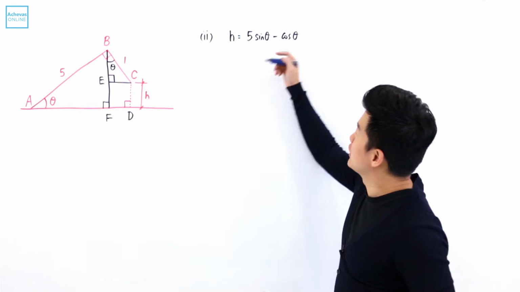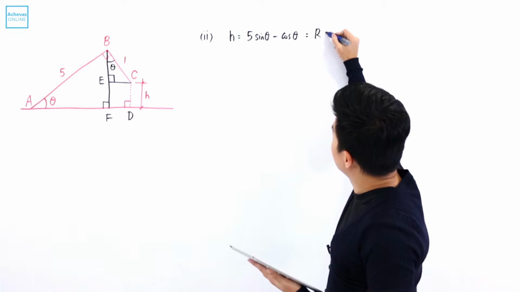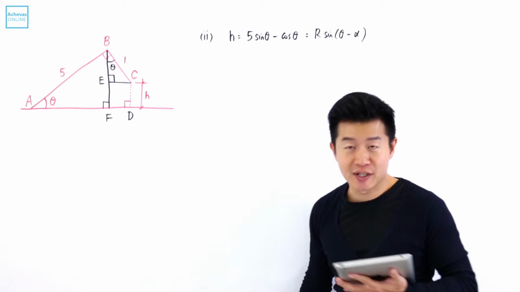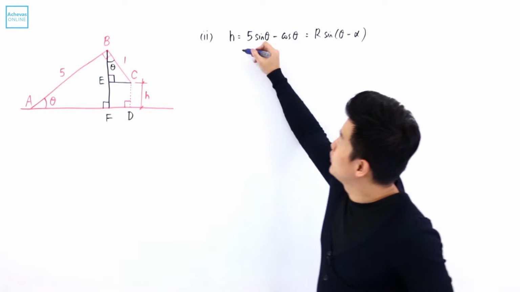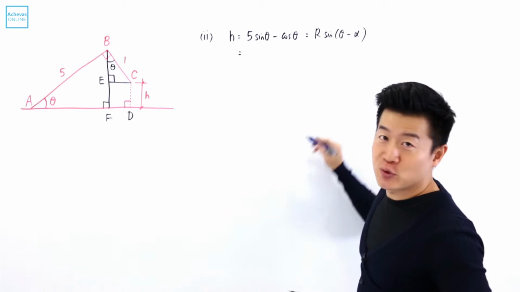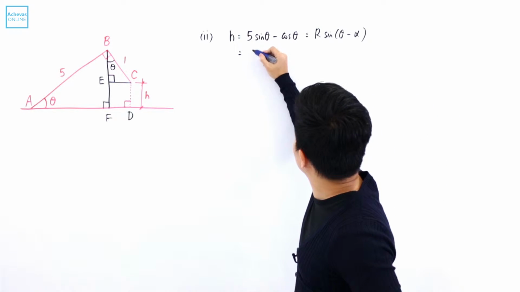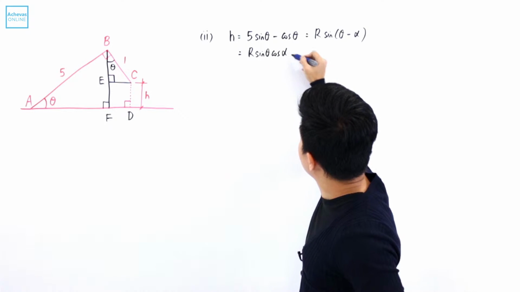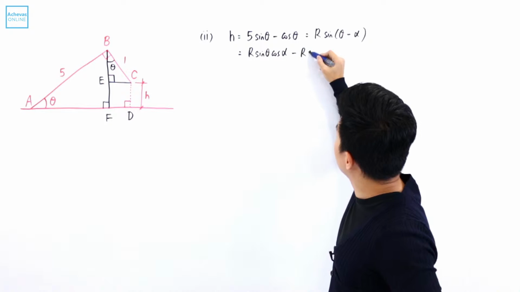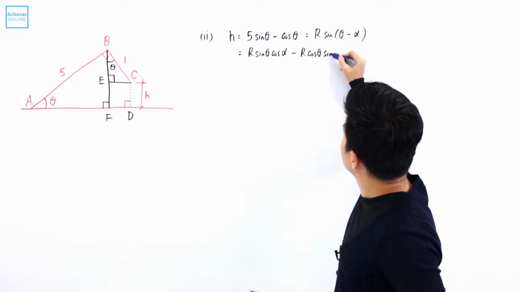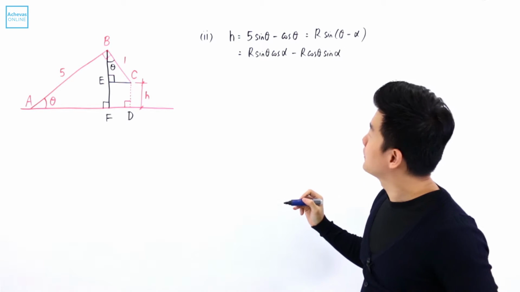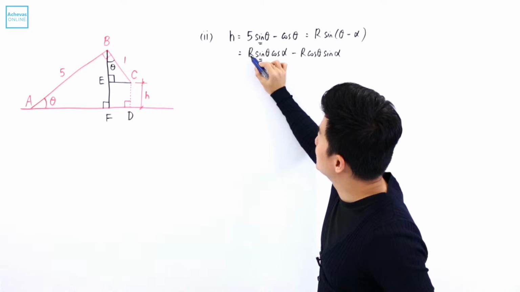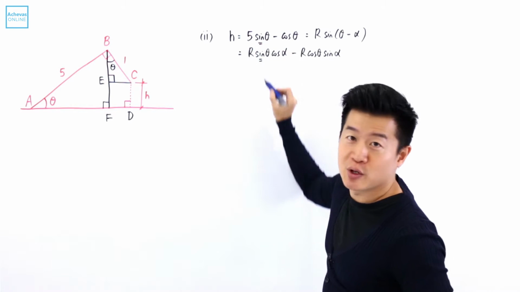I'm going to let h be equal to r sine(theta minus alpha), according to what the question wants. And I'm going to expand this using trivial identities. It is going to be r sine theta cosine alpha minus r cosine theta sine alpha. And if I compare both sides, sine theta and sine theta tells me that r cosine alpha must be equal to 5.